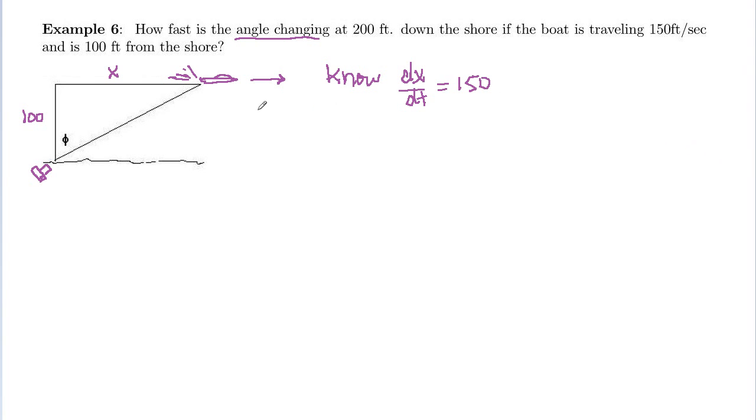And what we want to know, we ask how fast is the angle changing. So our angle there, that's the Greek letter phi. We want here the rate of change of that angle. That's a derivative. We'll call that d phi/dt. It's a different way to write that phi. And we want that at the instant when the boat is 200 feet downshore. So that's saying when x equals 200.